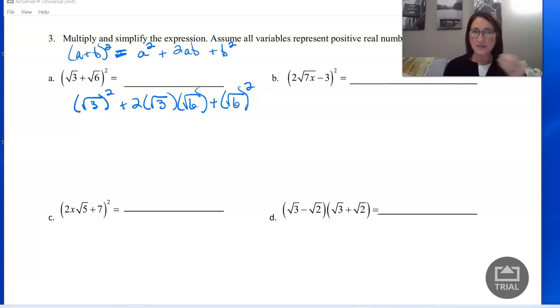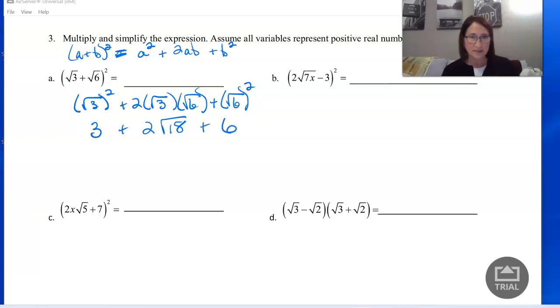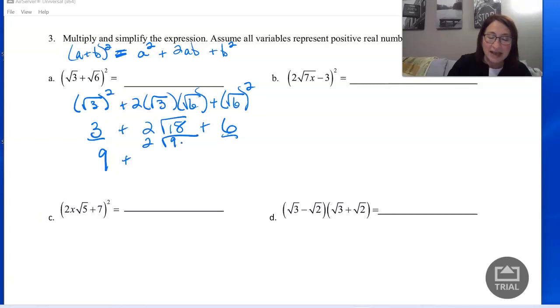Okay, so now let's just go back and simplify. So this is going to be 3 plus 2 square root of 18 plus 6. Okay, well, 3 plus 6 right here, that's going to give us 9. Now this 18, I can go ahead and break that down into 9 times 2. So I can pull out the square root of 9. So then it becomes 2 times 3, which is 6 root 2. There we go.